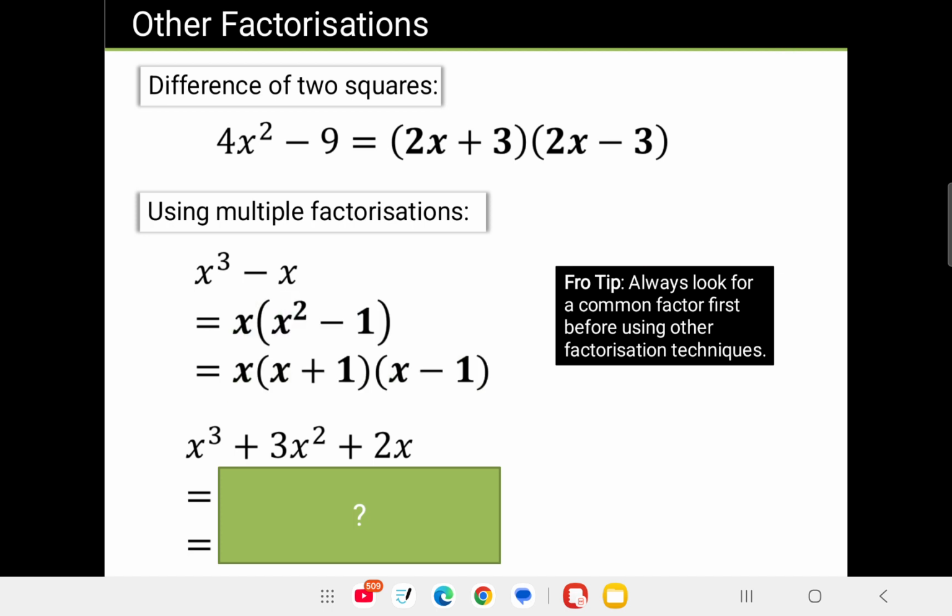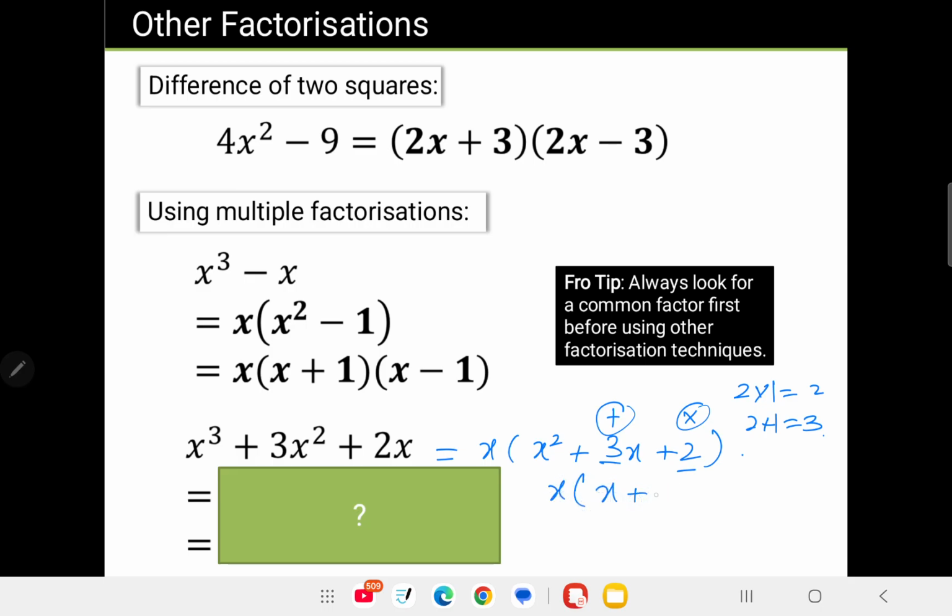Okay, so the last one on this slide is the cubic equation, but x is a common factor throughout. So if you take x out, you're left with x square plus 3x plus 2. Now it is quadratic, and we can do the quadratic factorization again as you did before to get the rest of the factors. So the coefficient of x is 3, and if you multiply the numbers, we should have 2, and when you add the numbers, we should have 3. So it should be 2 times 1, which is 2, and because 2 plus 1 is 3, it should be x times x plus 2 times x plus 1. So this should be the answer.